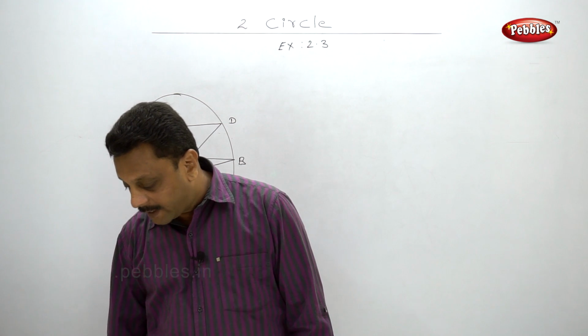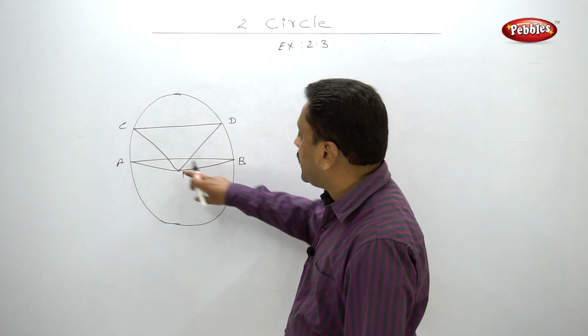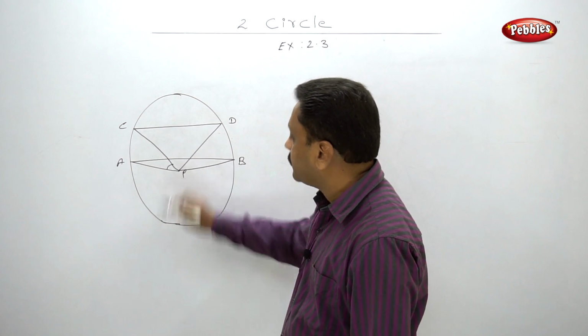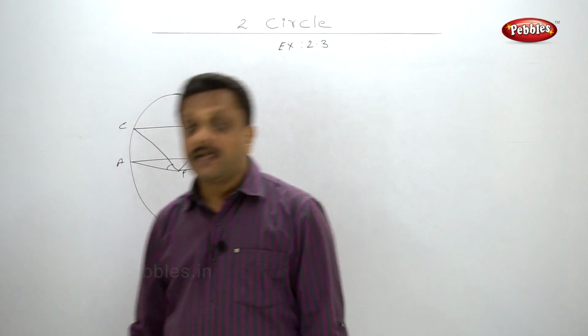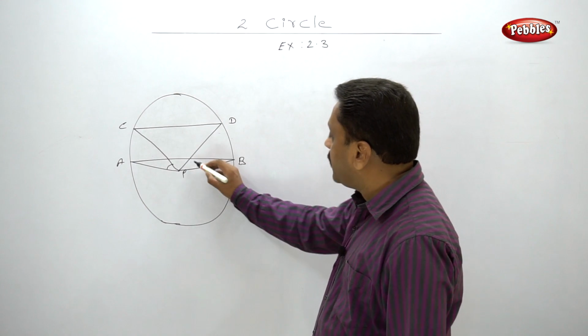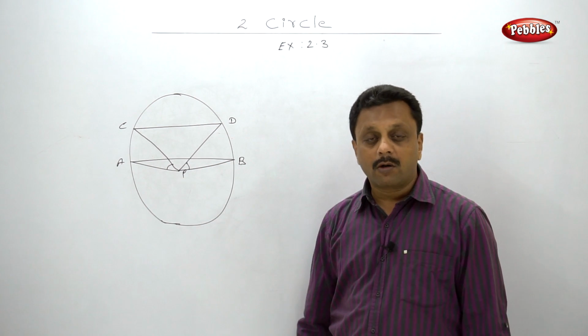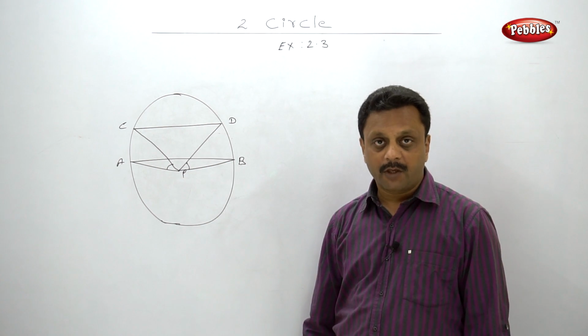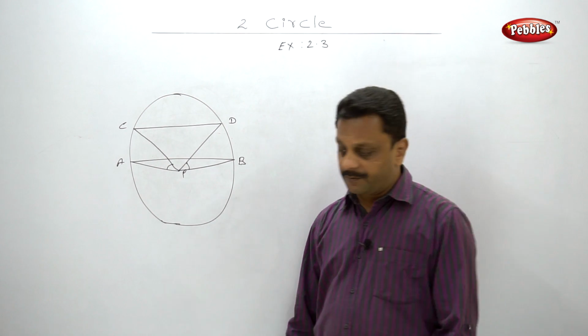Show that angle CPA, means this angle, is equal to angle DPB. These two angles are to be shown equal, congruent angles. We have to show them. Now how will we do that? First of all, let us analyze the figure.